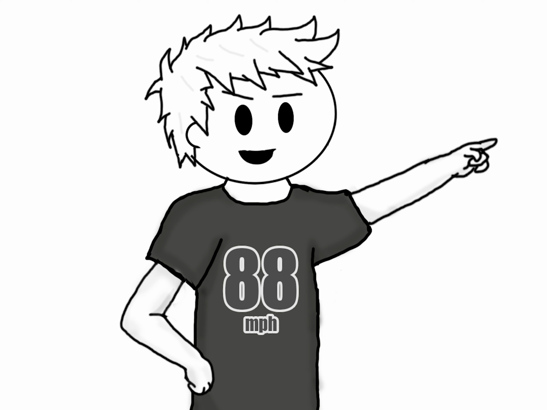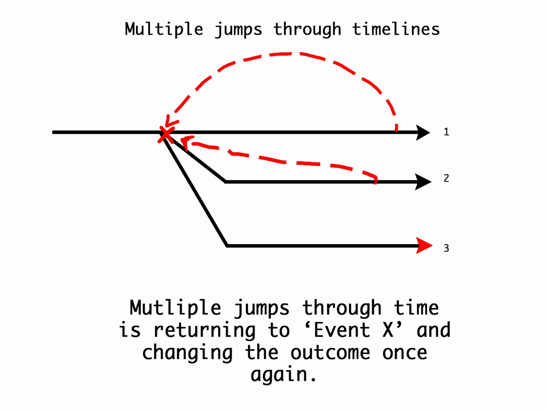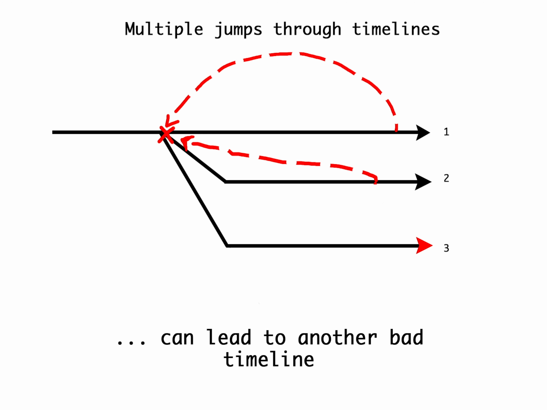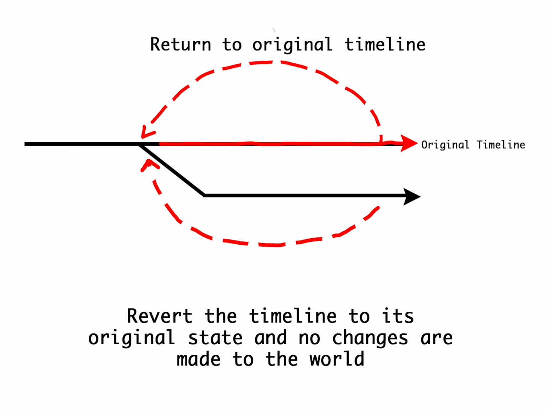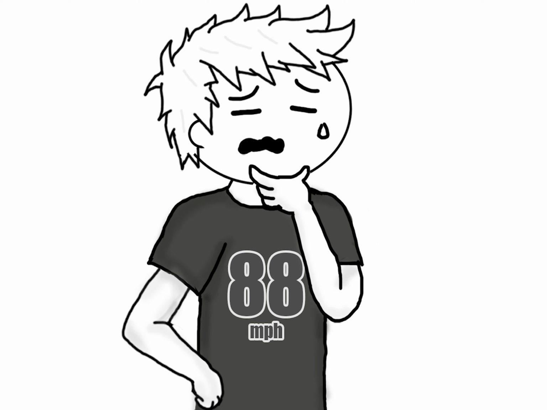Now this can be achieved by creating a new event and thus creating a new timeline with a brand new outcome. However, this could lead to an even worse timeline than before, or reverting to the original timeline by stopping any interference in the first place. But this leads to returning to the original timeline of events as if nothing ever happened at all.